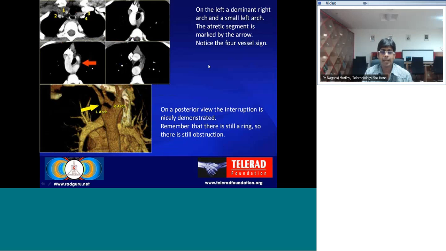This is another image showing aortic segment, right double arch with aortic segment. The distal part of the left arch is smaller here. This is a narrow segment, better seen now. This is a common image showing aortic segment of the left arch.